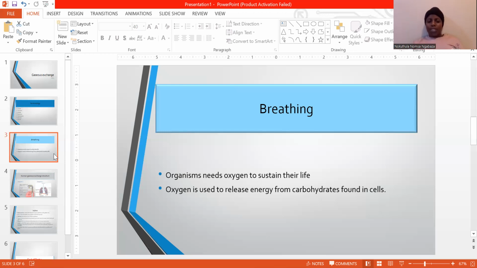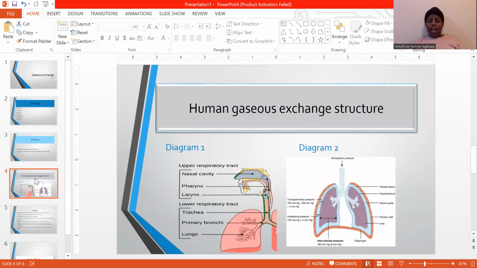One thing about this lesson is that it's going to be broken down into part one and part two, so that you can understand it bit by bit instead of doing it all at once. When it comes to the mechanism for breathing in human beings, I've presented diagram one and diagram two. Both diagrams show us how human beings use their mechanism for breathing in order to inhale and also to exhale.